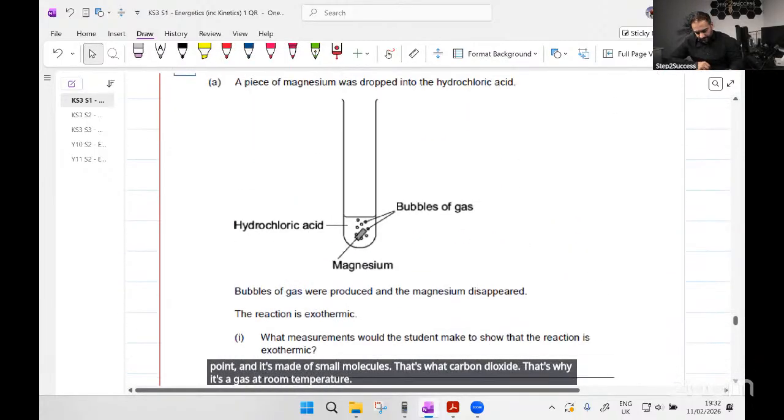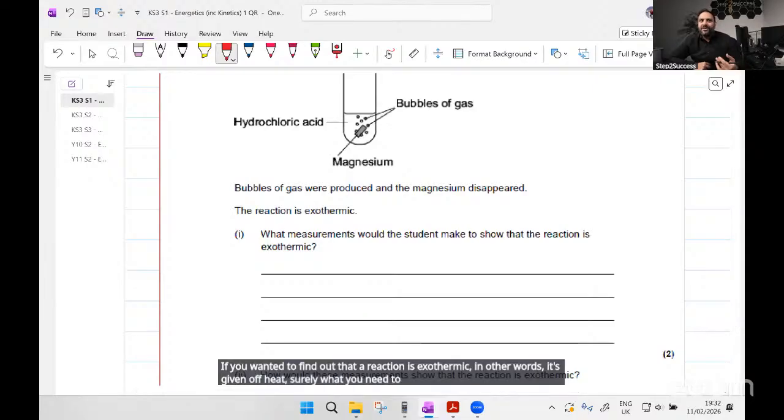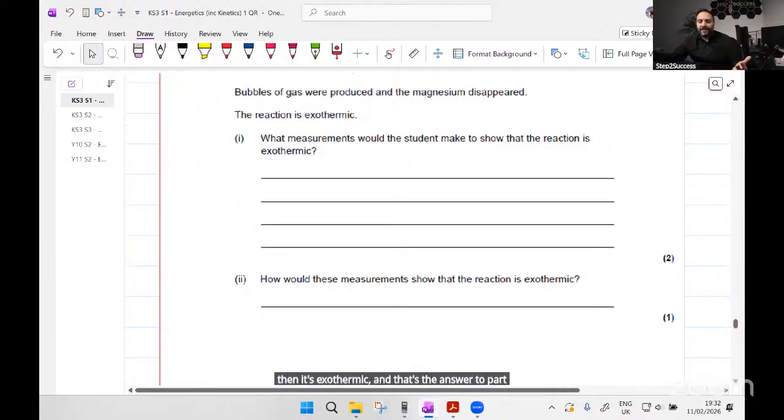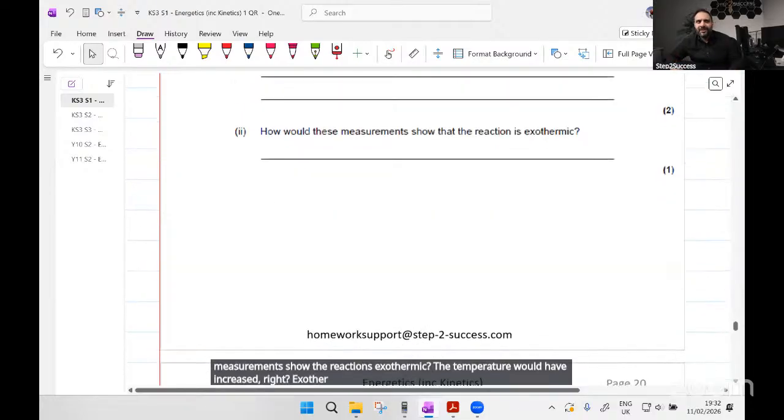If you wanted to find out that a reaction is exothermic, in other words, it's given off heat, surely what you need to do is measure the temperature before and measure the temperature after. And if it's gone up, then it's exothermic. And that's the answer to part two. How would these measurements show the reaction is exothermic? The temperature would have increased, right? Exothermic reactions, it gets hotter.